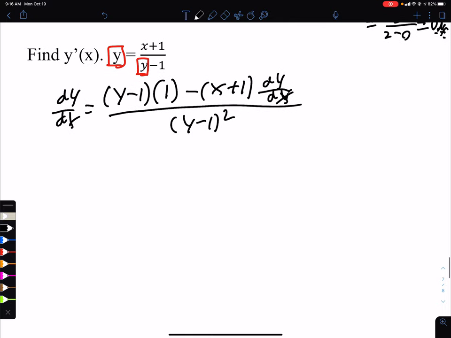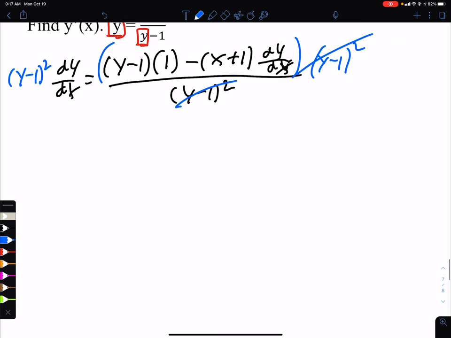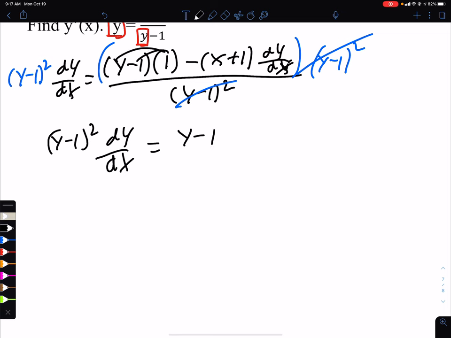All right, this is where it's not going to be fun. We're going to have to isolate dy/dx's. So first of all, we don't like that there. So we're going to multiply both sides by that so that we don't have that. Those will cancel. All right, we're going to have (y minus 1) squared dy/dx equals y minus 1. I distribute that. And then I'm going to distribute that and that. They'll give us minus x dy/dx minus dy/dx.